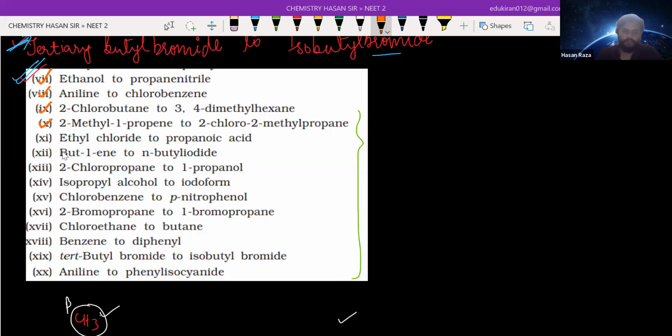Aisha, is there any question that you feel you cannot do? Just look at the questions and let me know. I think the last one. Aniline to phenyl isocyanide. So you are maybe just going by the name. Aniline, you know the structure is like this.